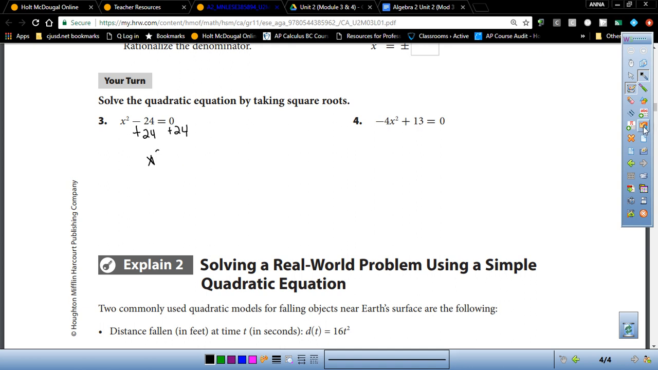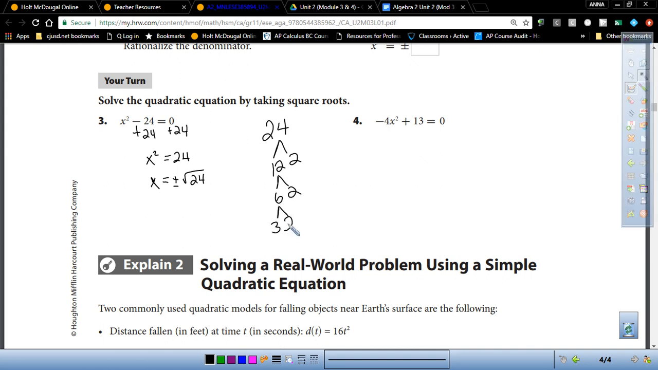So when you check your answers, make sure that you add 24 to both sides. And then when you square root it, you have to ask yourself, can 24 simplify? That's 12 times 2, that's 6 times 2, that's 3 times 2. So let's see, there's a pair of 2's.